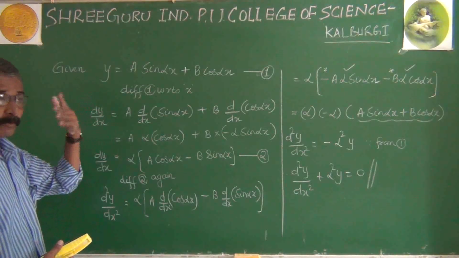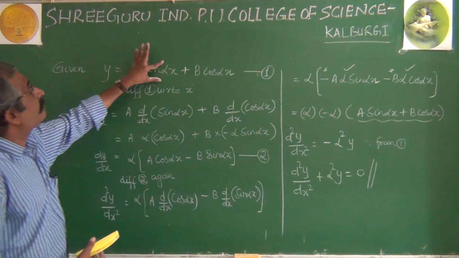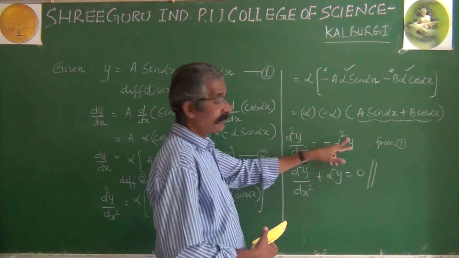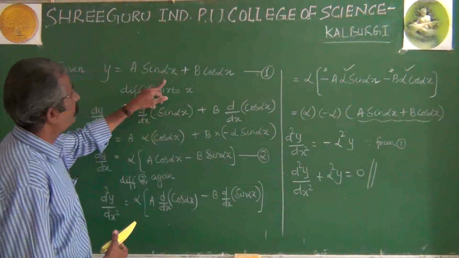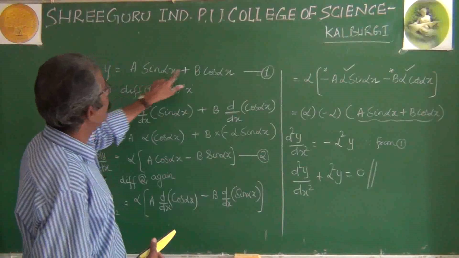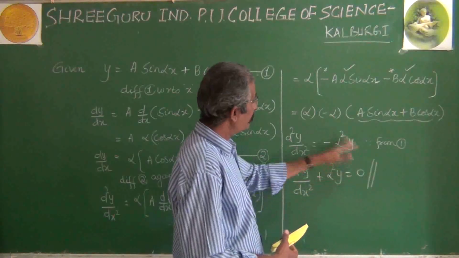Suppose in MCQ problems, in KCET examination type in particular, if alpha were 5, lastly your answer becomes minus 25y. If alpha is 1, your answer becomes minus y. If alpha is root 7, your answer becomes minus 7y. So try to remember this answer.